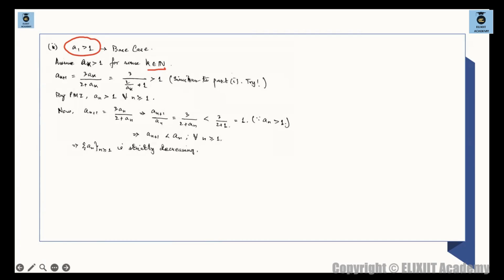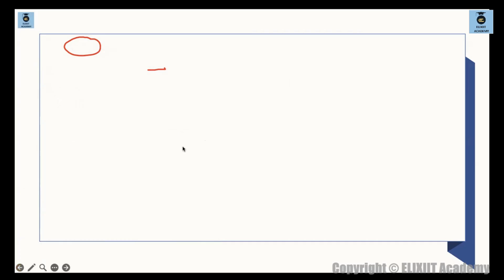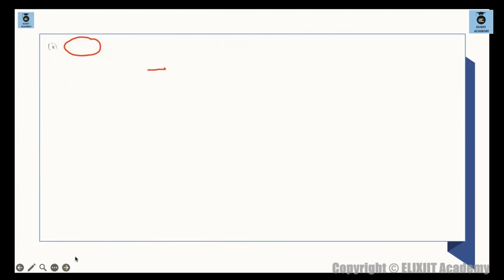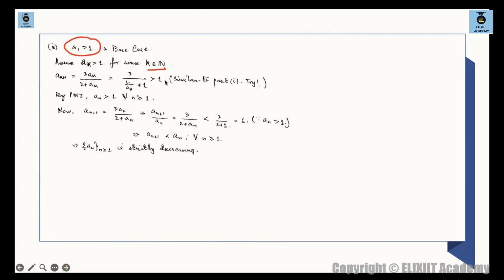Again, similarly, by the principle of mathematical induction, we'll prove AK plus 1, which is 3AK divided by 2 plus AK, using this quantity. Again, we'll do the same thing. In the previous part, we just proved that this quantity AK plus 1 is actually less than 1. So now in a similar way, you can try the proof of this, and similarly, you will prove that AK plus 1 will be more than 1.